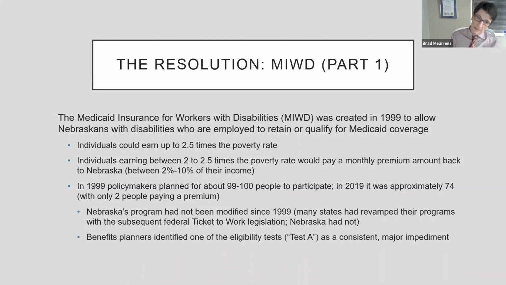Benefits planners identified that one of the eligibility tests under this 1999 version Nebraska had been working with, we call it Test A, was a consistent and major barrier to people with disabilities seeking employment. Often, Test A was the place where people with disabilities who wanted to enter and participate in the MIWD program failed and were excluded from participation. That's one of the reasons why there were only 74 people on the program, even though in 1999, almost 30 years later, they had anticipated about 25 more people.